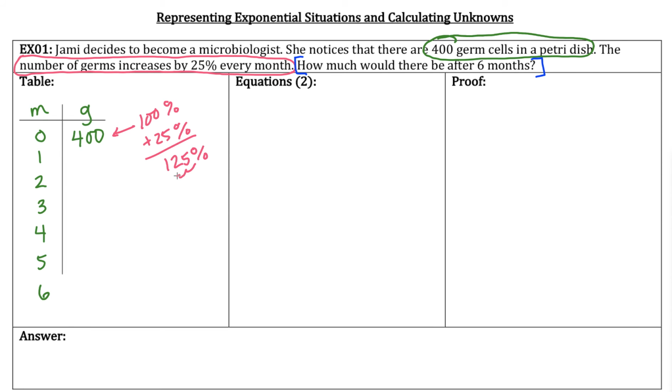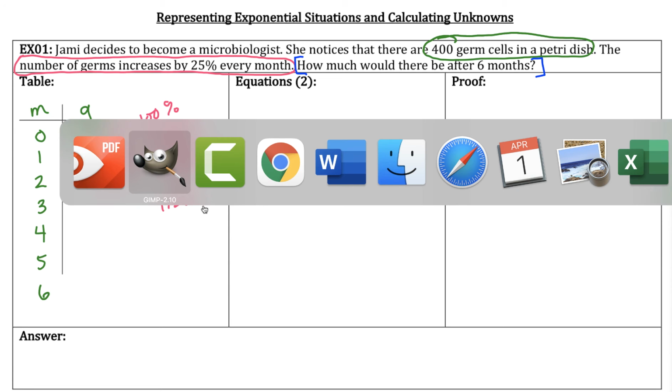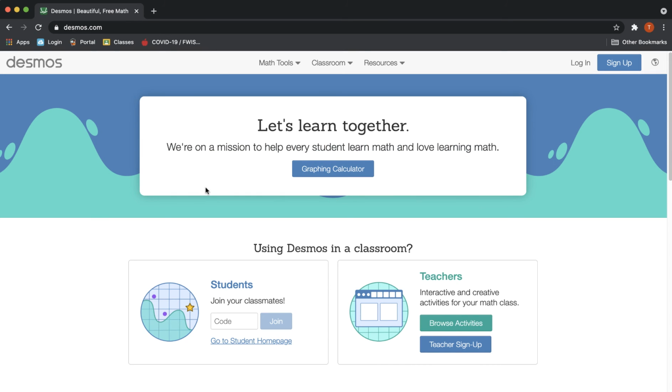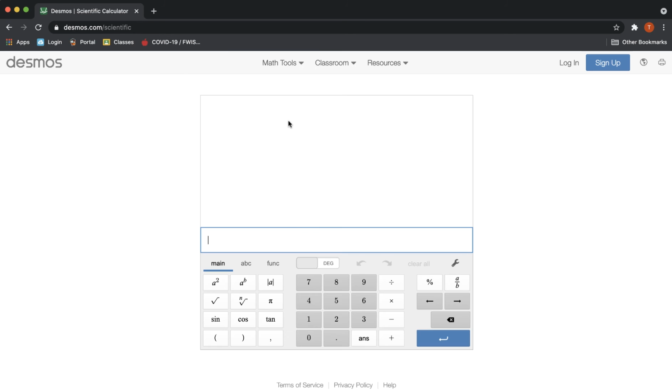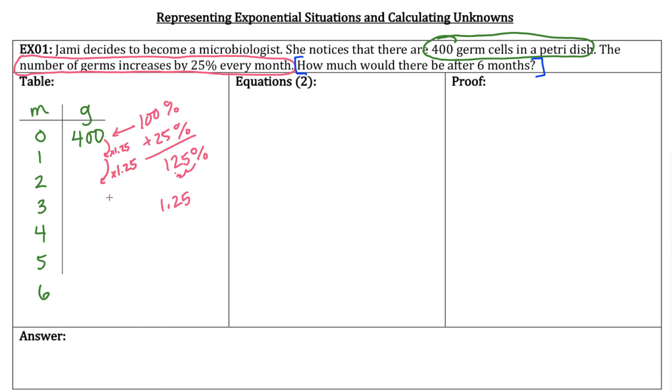If you move that and convert it, you get 1.25. So we're actually multiplying by 1.25, and then multiply by 1.25. That's all we're doing. So I'm going to do that. 400 times 1.25 is 500. So I get 500.